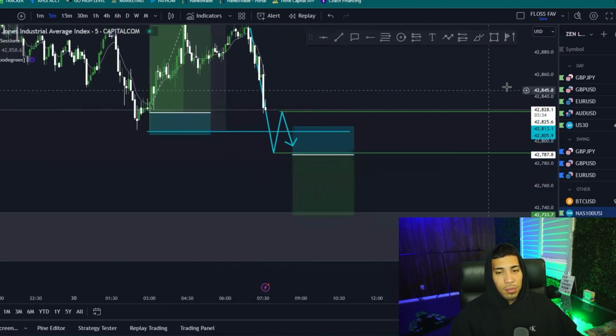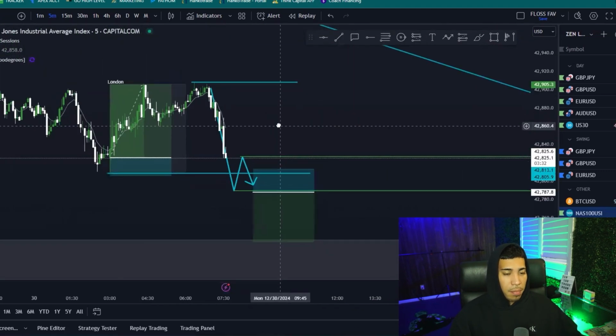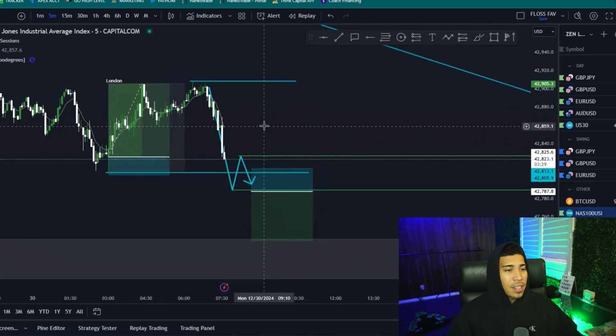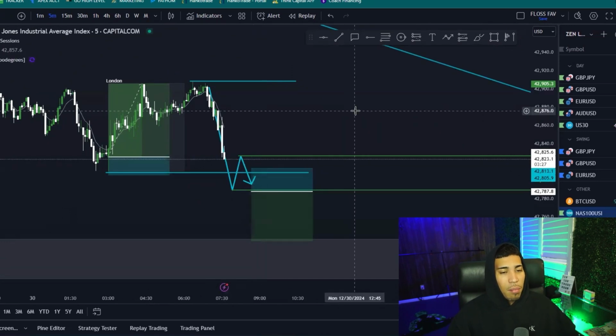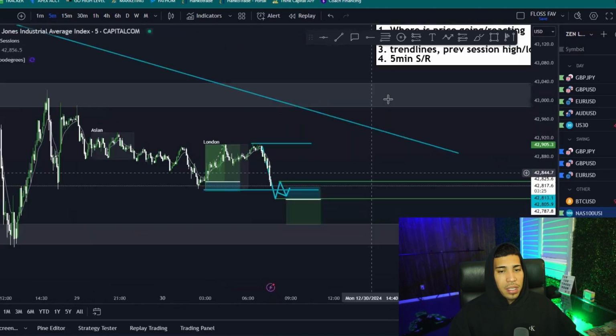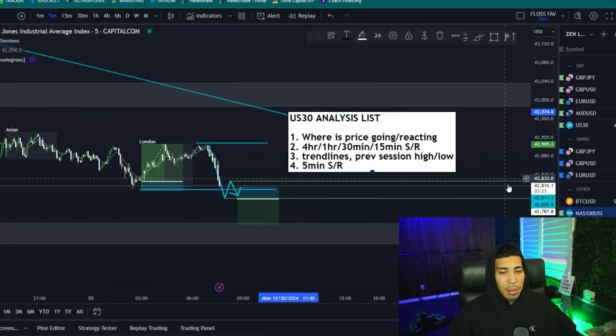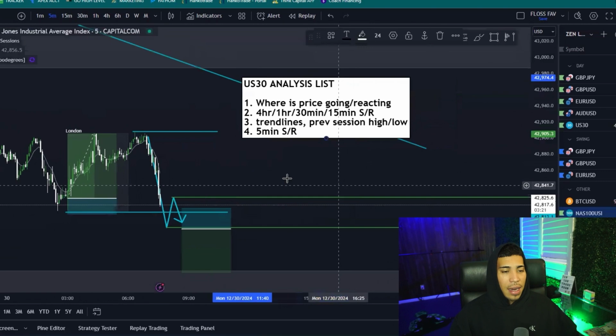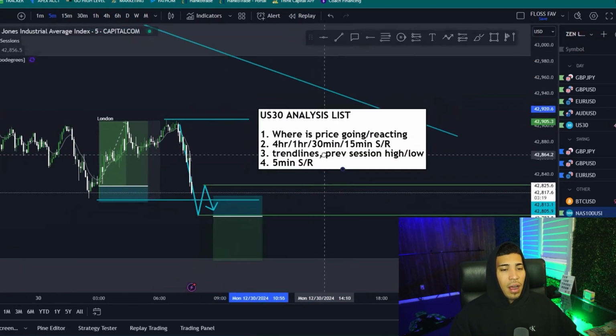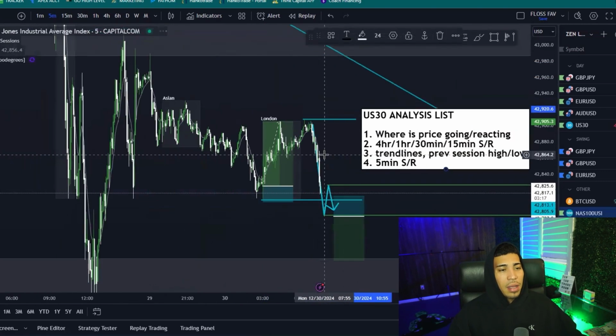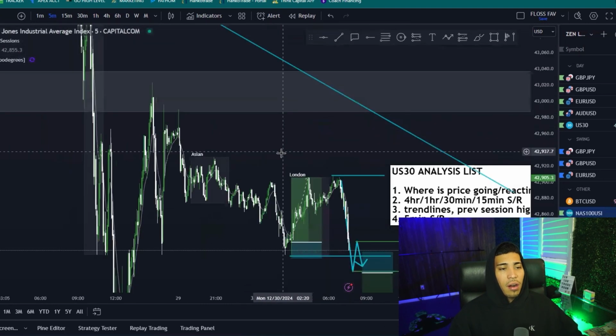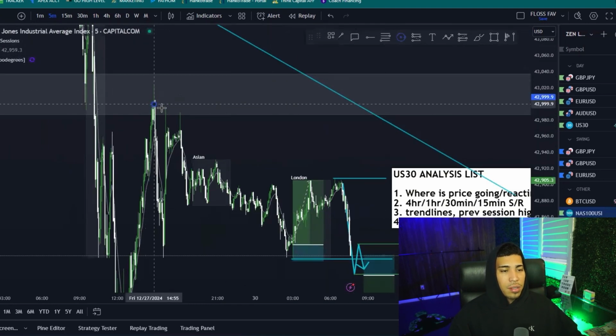So as we wait, we'll keep this up. And this is kind of my full bias of what I do every single day: marking up those support and resistance lines, marking up any type of trend lines that are potentially in our way, and most importantly, trying to figure out where price is currently going or currently reacting off of. Currently right now we're reacting off of this resistance sitting up here.